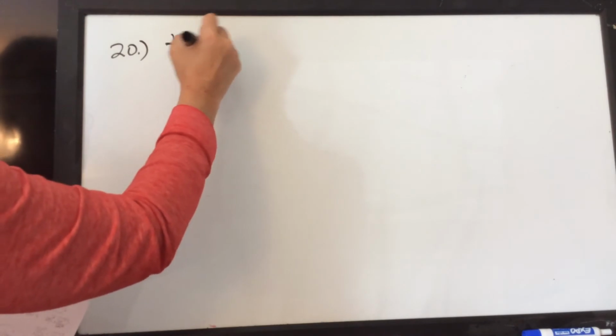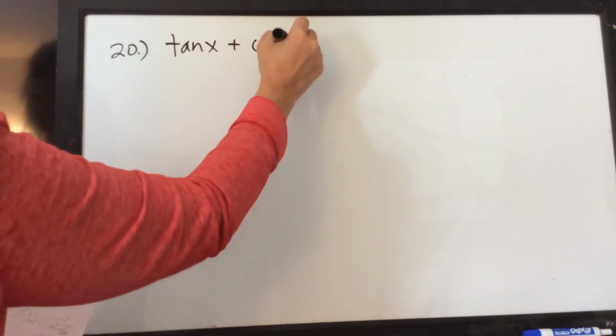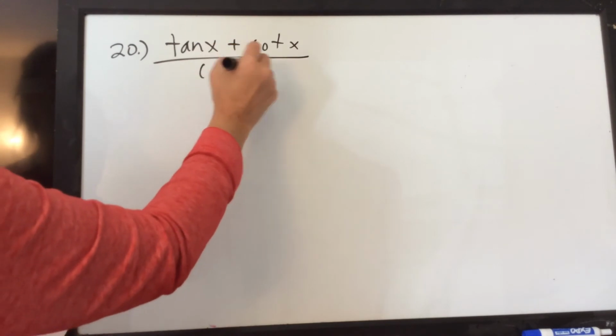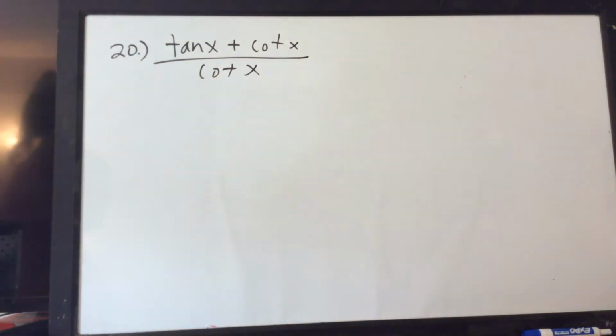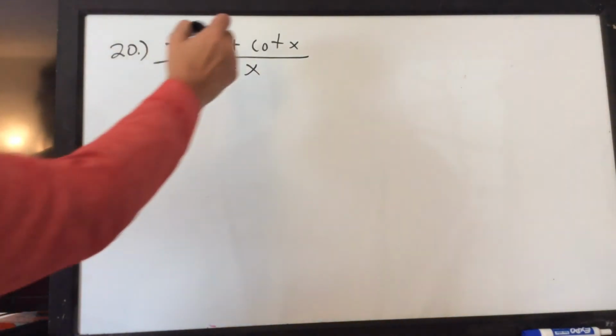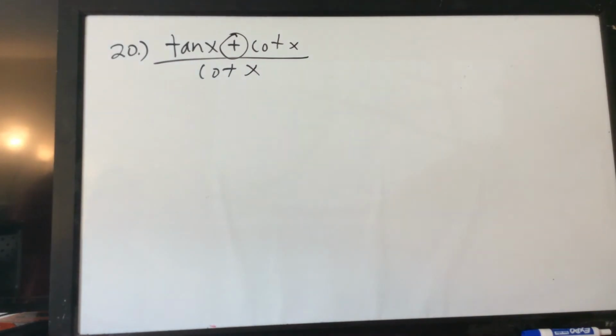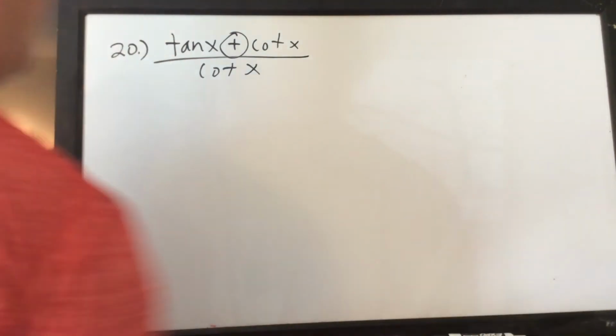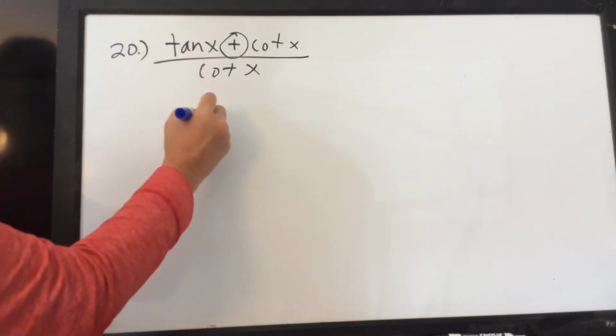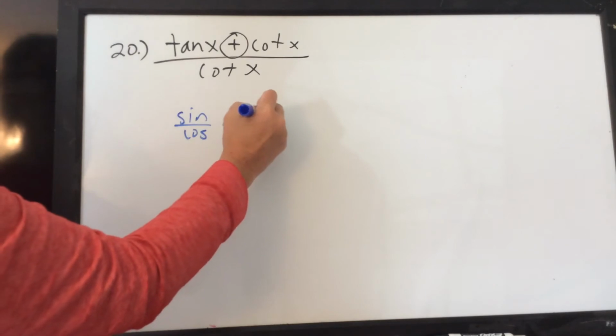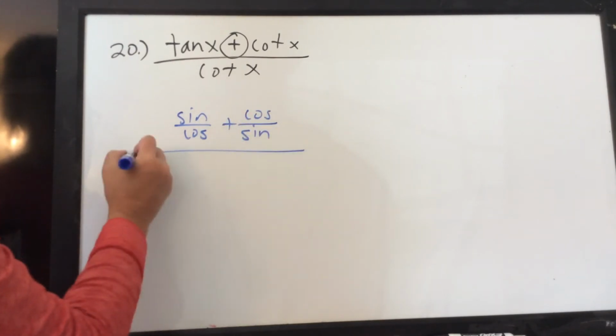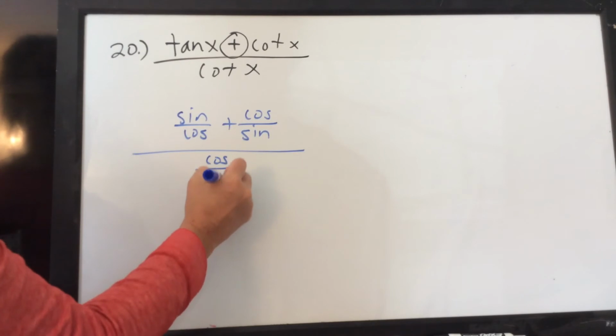Last one. This one has a little bit of work to it. We've got tan x plus cotangent x over cotangent x. Okay, some of you are going to be tempted to cross off the cotangents. You cannot do that. This plus sign right here prevents you from canceling it off. So what we're going to do, guys, is make everything into sines and cosines first. So this is going to be sine over cosine plus cosine over sine all over cosine over sine.